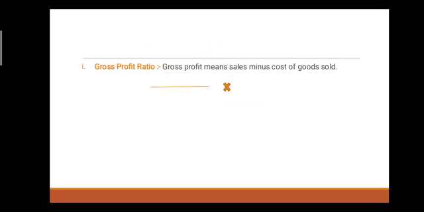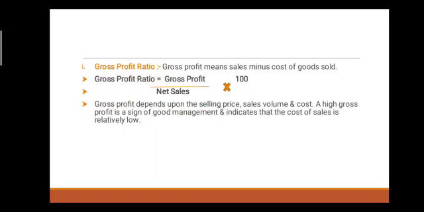Gross profit means sales minus cost of goods sold. Gross profit ratio is equal to gross profit divided by net sales into 100. Gross profit depends upon the selling price, sales volume and cost. A high gross profit is a sign of good management and indicates that the total cost of the sales is relatively low.